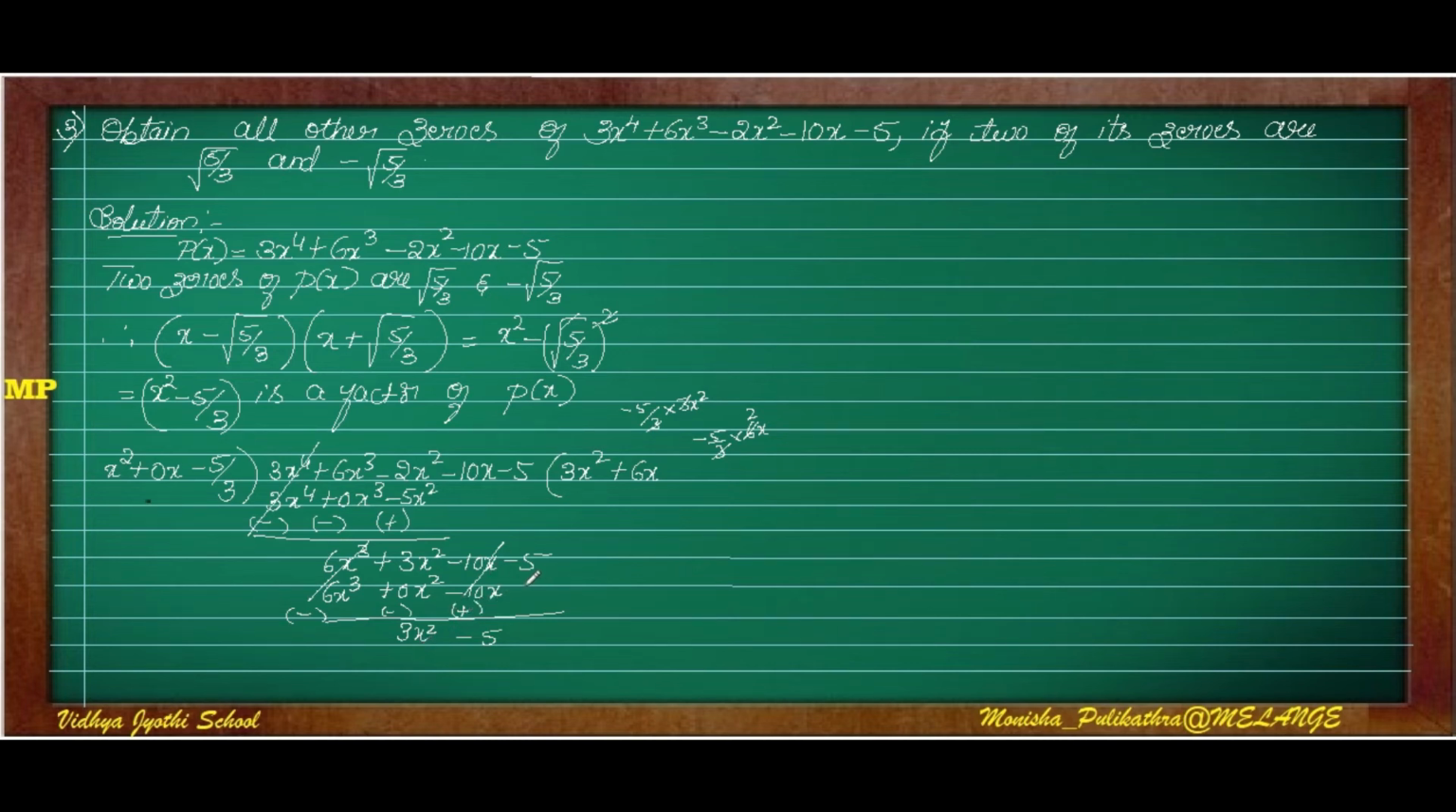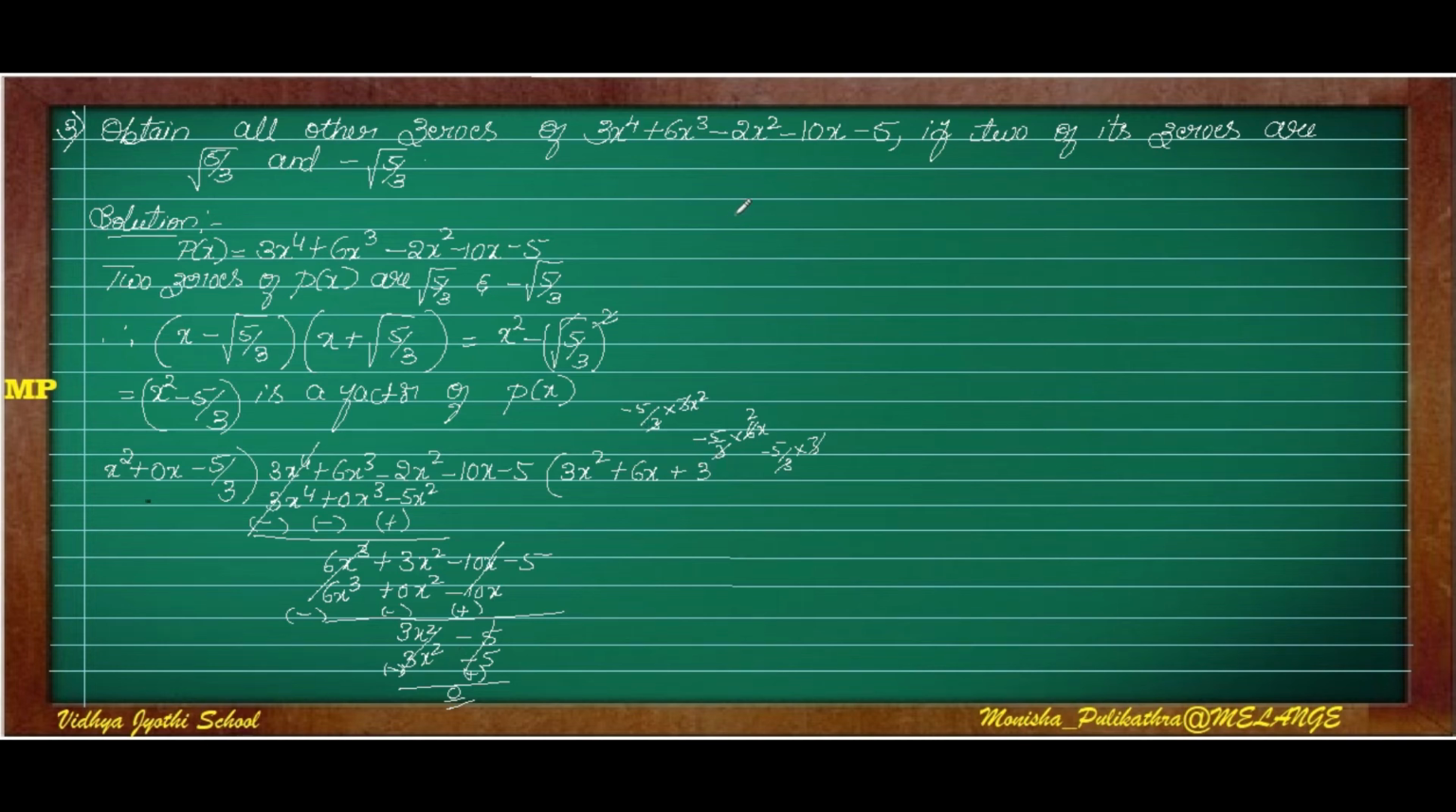Next, for x square to become 3x square, that is plus 3. So 3x square. So 0 is not there. So minus 5 by 3 into 3, the 3 gets cancelled. The remaining will be minus 5. So by changing the sign, this will also get cancelled. The remainder will be 0. So we got the quotient for this.